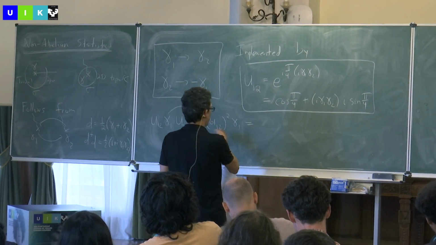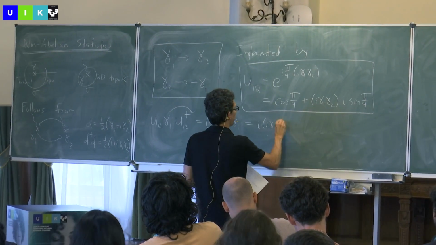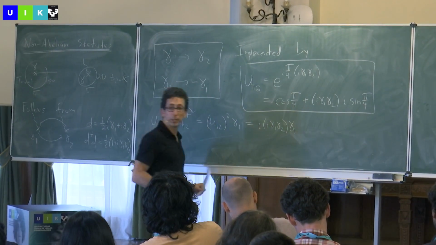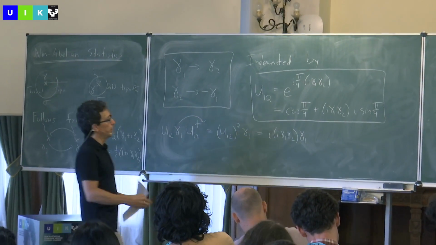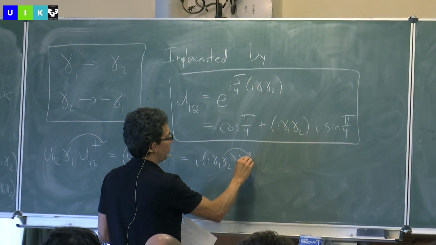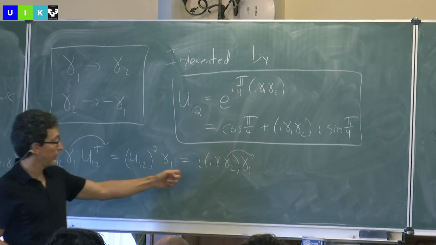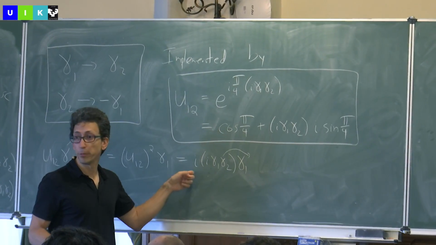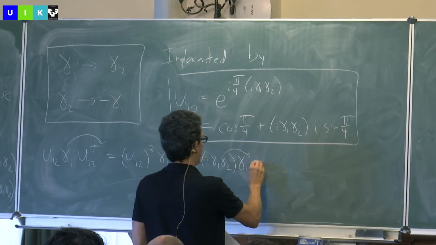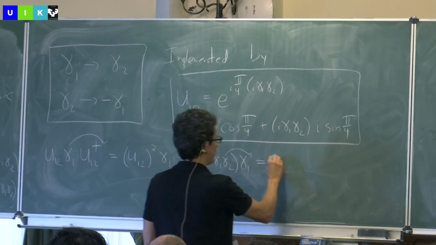Okay, so this U12 squared will just give us a factor of i times i gamma 1 gamma 2, and then I have a gamma 1 left over. So I want to now anti-commute gamma 2 past the gamma 1, so that'll give me a minus sign. That minus sign will actually cancel with the minus sign from the i squared. Remembering that the gamma 1 just squares to 1, this will just give me gamma 2.